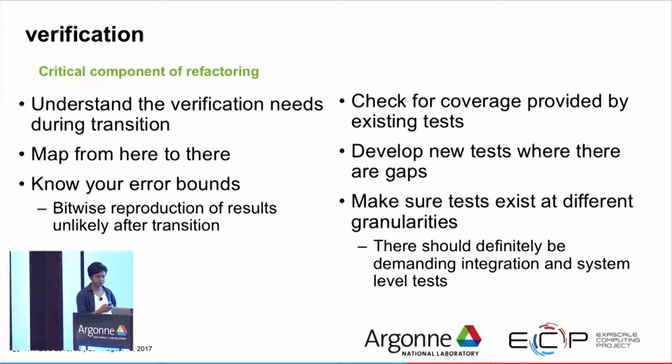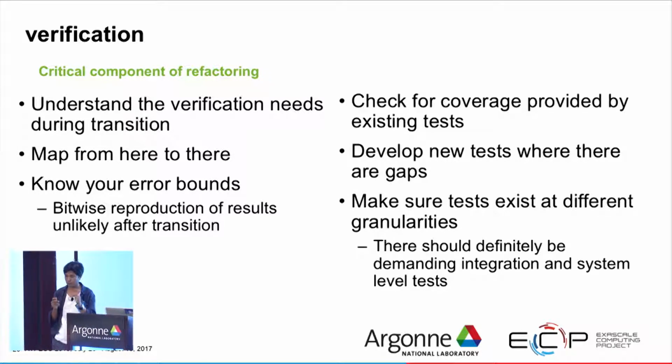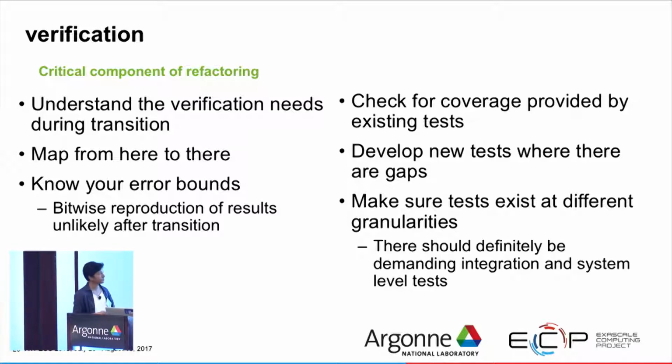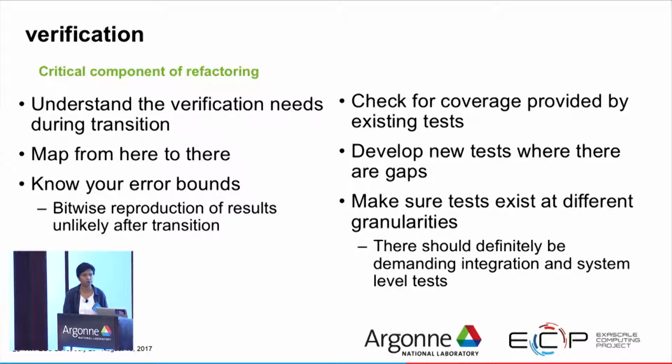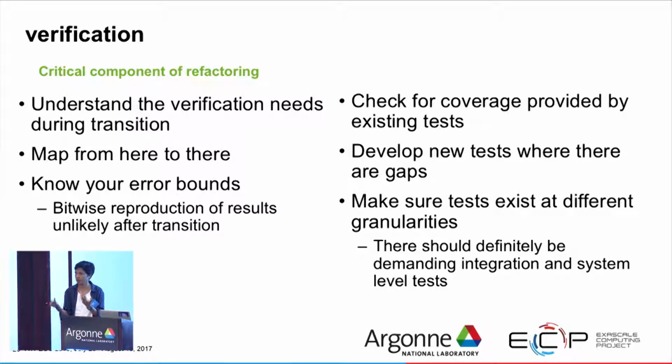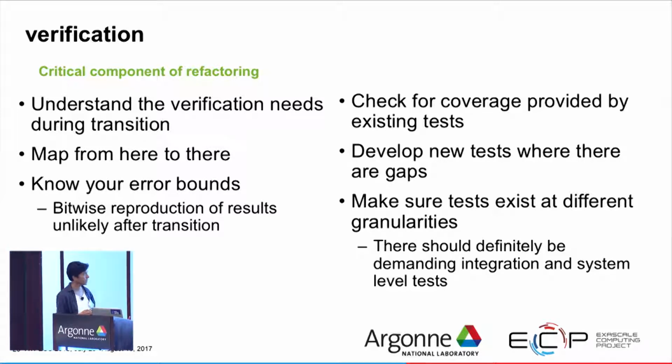You should have a plan. Before you start the first bit of code that you want to change, you want to test for code coverage. You want to satisfy yourself that you're not going to inadvertently introduce bugs that will not be caught by the available tests that you have. If you notice gaps, then you should develop new tests before you start the refactoring process. And you should make sure that the tests exist at different granularities, because you want to be able to do this permutation of tests in order to pinpoint the cause of error, as in the matrix that I talked about in my earlier talk. And then there should definitely be demanding integration and system level tests in place.